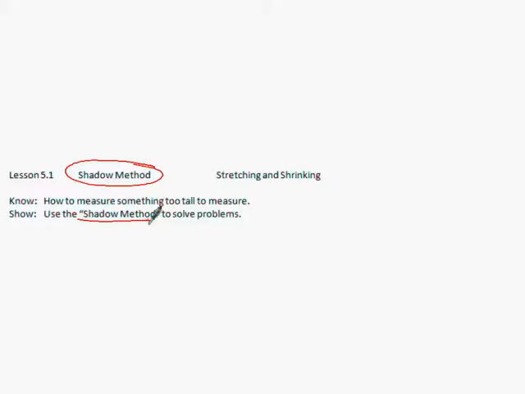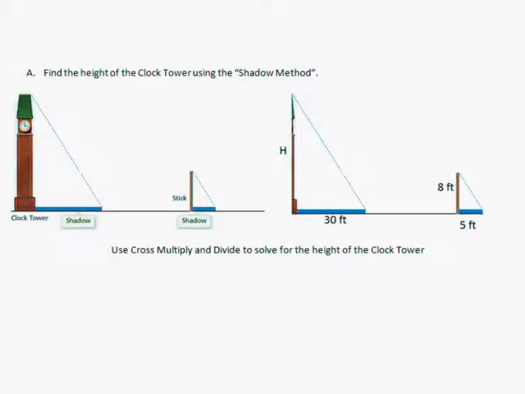This is where it starts getting pretty fun in stretching and shrinking because you can go outside and try this with just about anything that is taller than you. So, starting out, let's learn how the shadow method works. We're going to find the height of the clock tower using the shadow method.